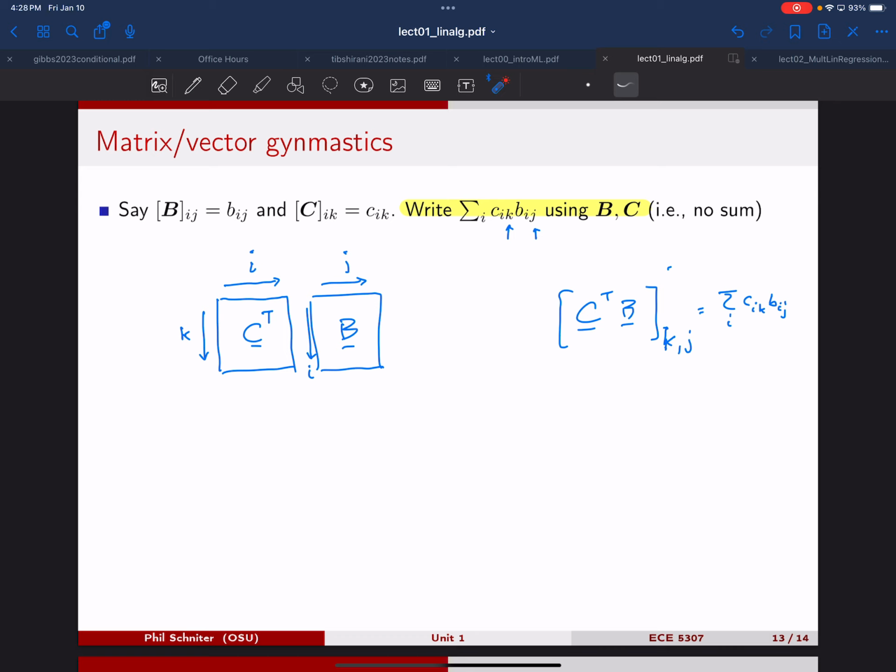Yes? What's the purpose of doing that? If you're just specifying a k column and a j column, then aren't you missing a lot of the matrix then? Well, in this expression, for whatever reason, that's what we're interested in. We're just interested in that particular k and j pair. We'll see examples of this later.